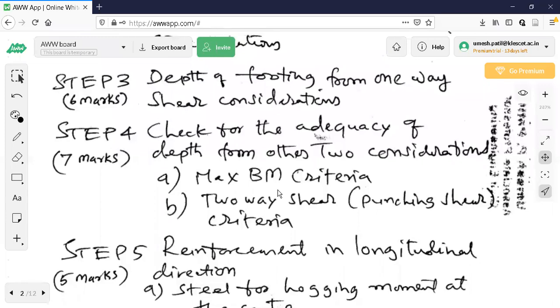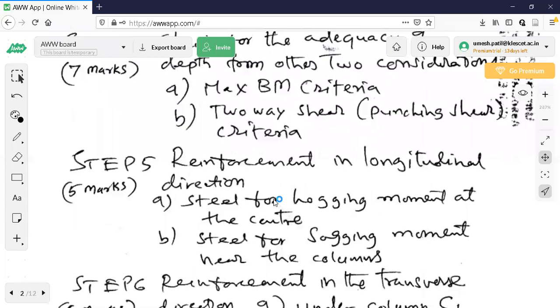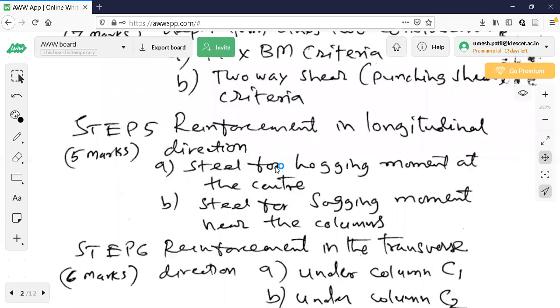The usual method in the textbooks is that they first find the depth from bending moment, then add 300 mm because they say it will fail in shear. But what I have done is first calculate the depth using one-way shear only, then check whether that much depth is adequate or not. Any questions here?